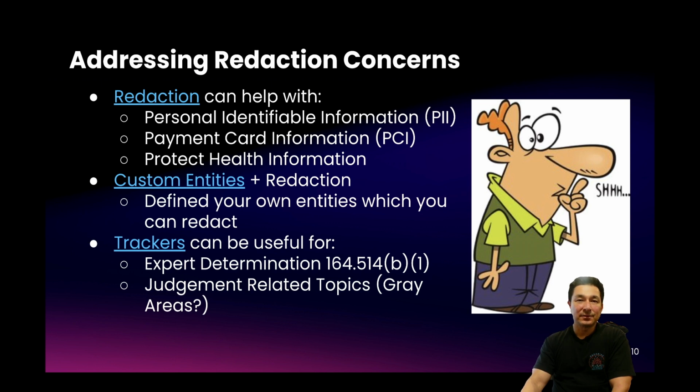Using the Symbl platform's redaction capabilities can help with removing or obfuscating personal identifiable information, payment credit card information, and protected health information. The platform provides you the option to redact all or a subset of these entities when the transcript is obtained. For those things not covered by PII, PCI, or PHI, you can define your own custom entities and then selectively redact those entities as well. Trackers can help handle the expert determination clause, which we'll cover next. These are topics requiring additional scrutiny or judgment that may require redacting.